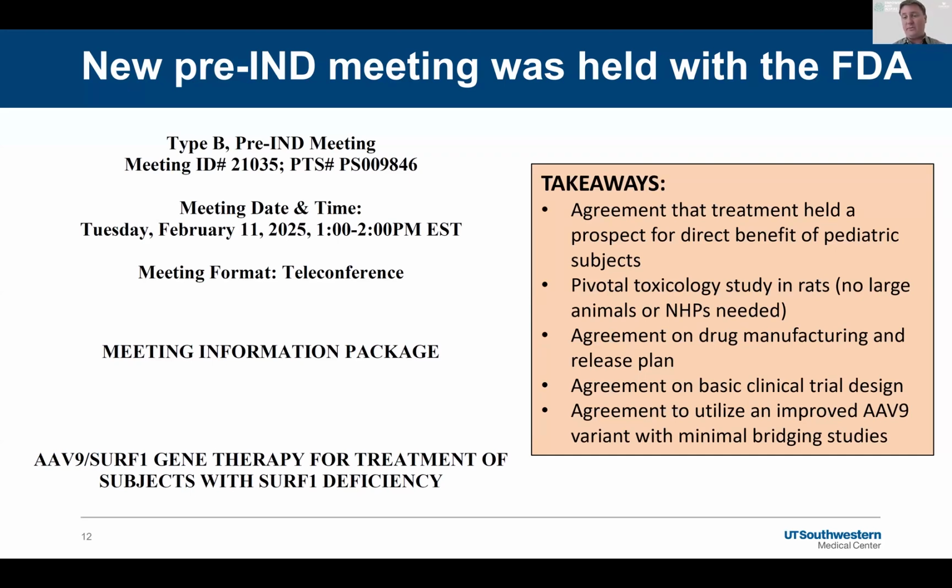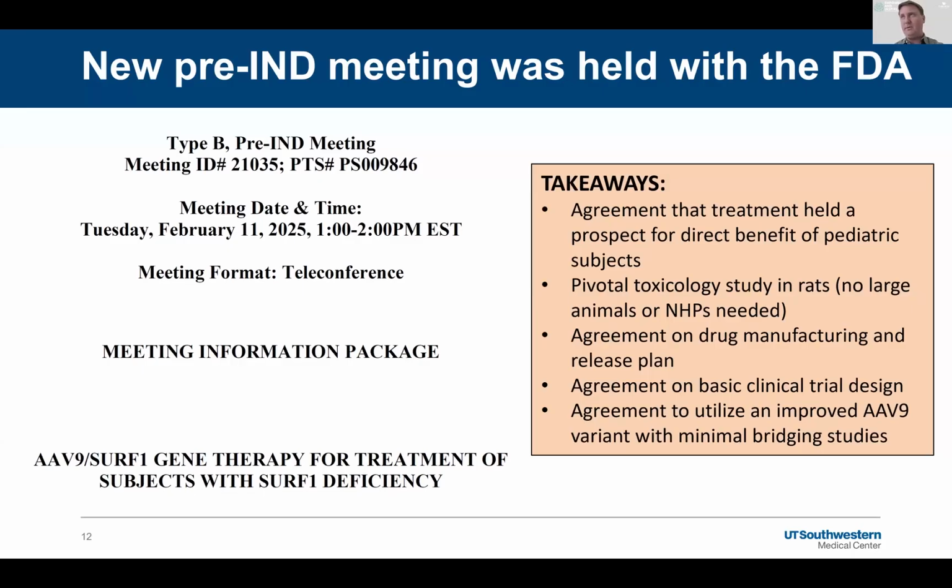And the takeaways are basically that the FDA said yes to everything that we wanted to do, and we were broadly in agreement with them about a path to take this into patients. They agreed that we provided preclinical evidence of a prospect for direct benefit to pediatric subjects. They agreed with us that we could conduct a pivotal toxicology study in rats, so there's no large animals or non-human primates needed. They agreed with our plan on manufacturing and releasing the clinical drug, and we got agreement with them on a basic design of a clinical trial.